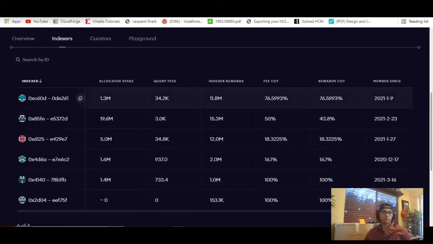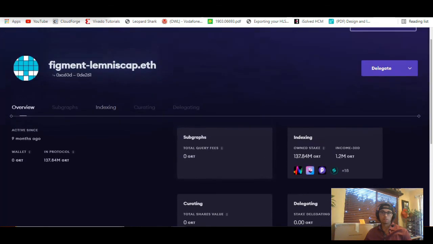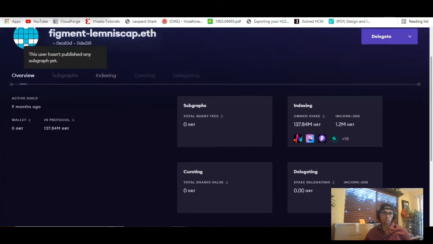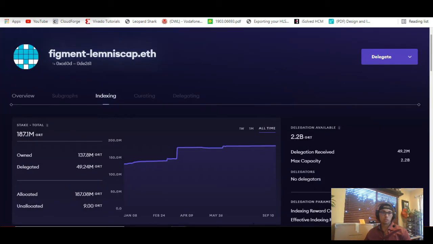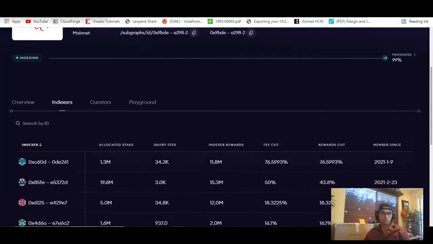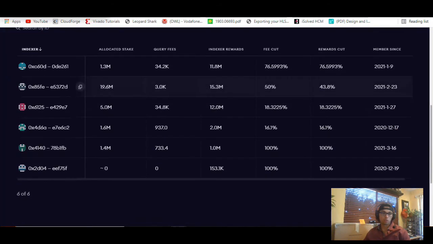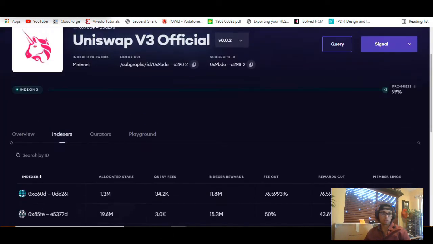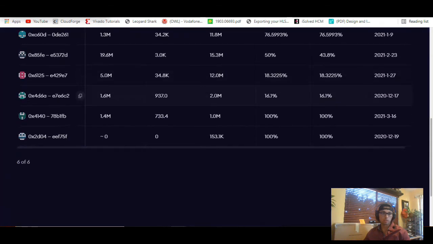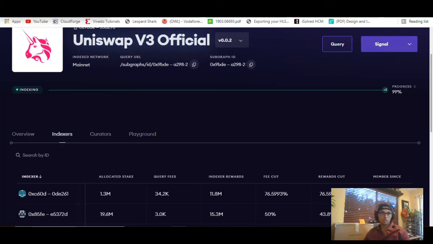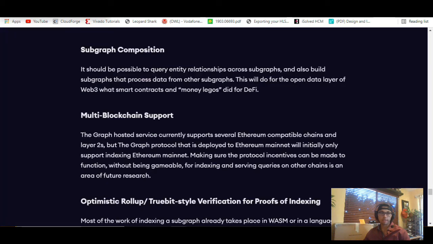If I wanted to delegate to this guy, I could delegate here. The UI is super nice that way. And I believe I can also see what else this indexer is indexing. So when the consumer is trying to query a subgraph, this is kind of what he'll see. He'll see this list of indexers. That might be it for me on the graph.